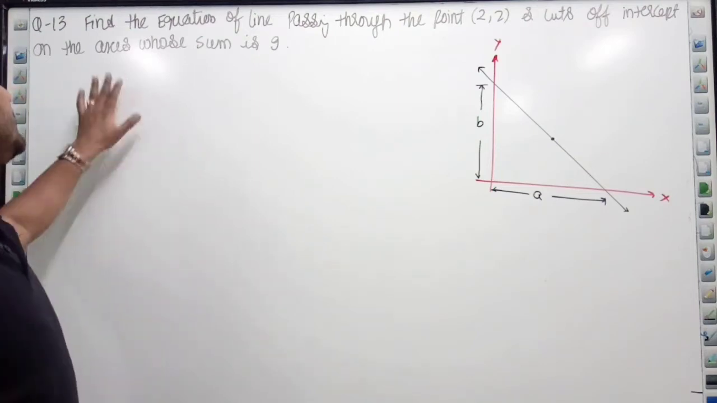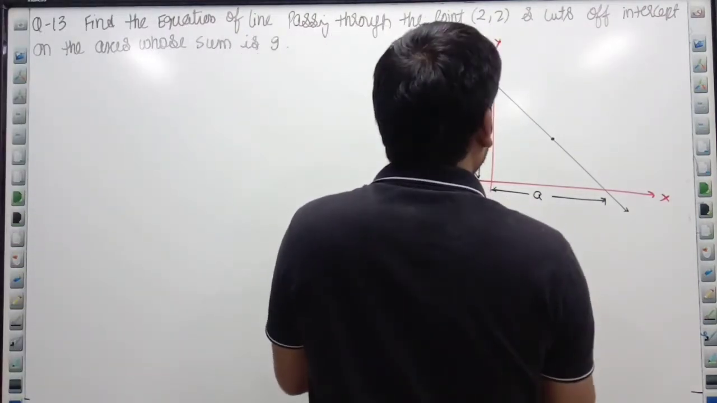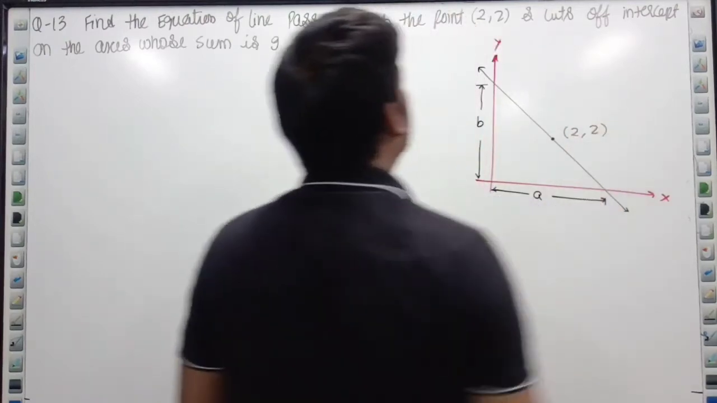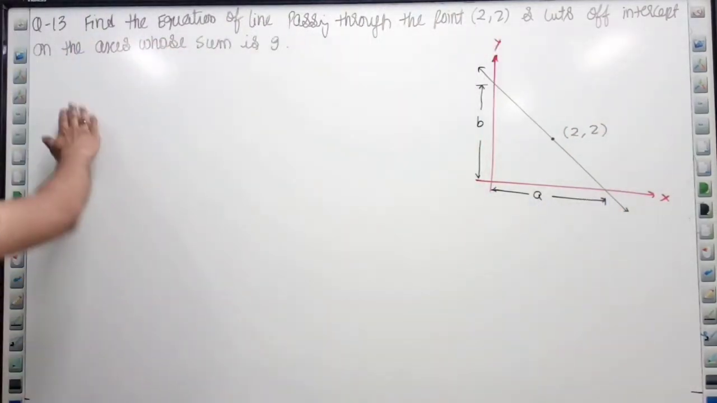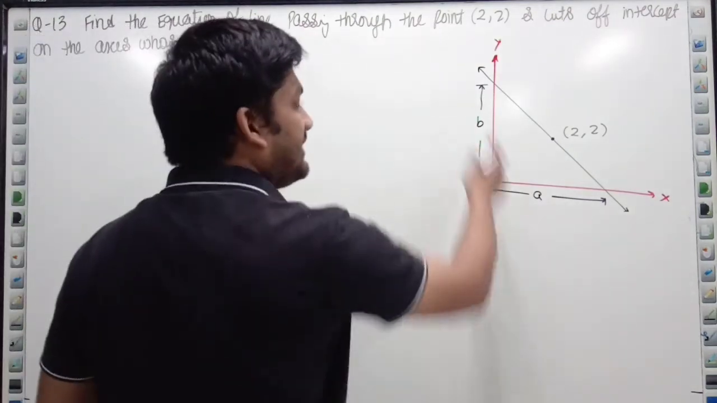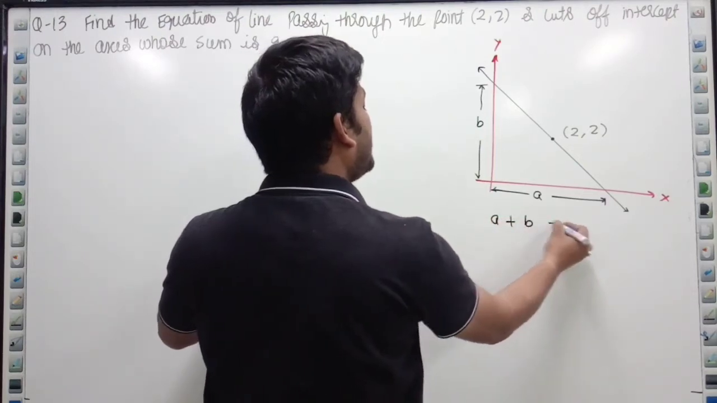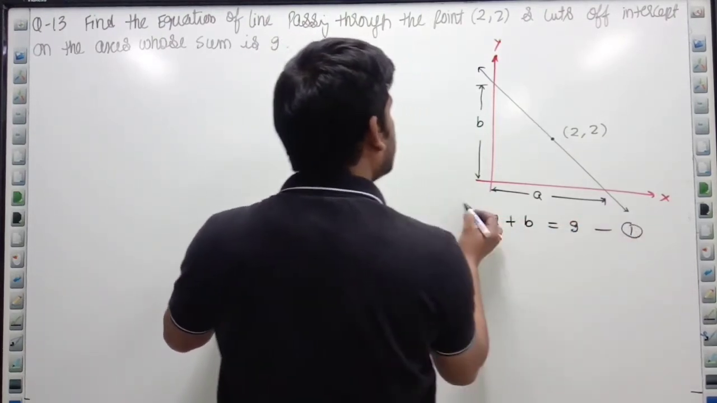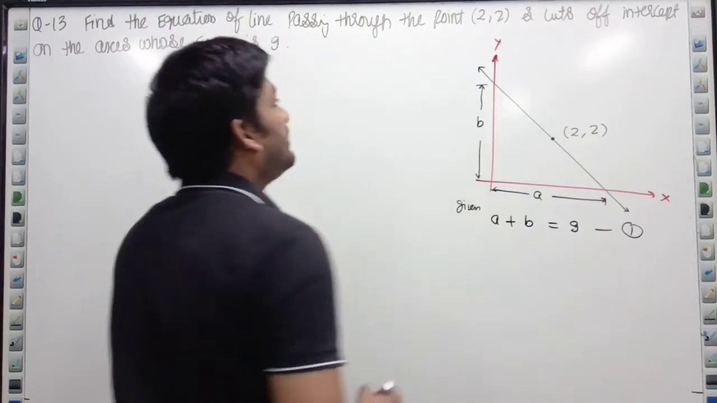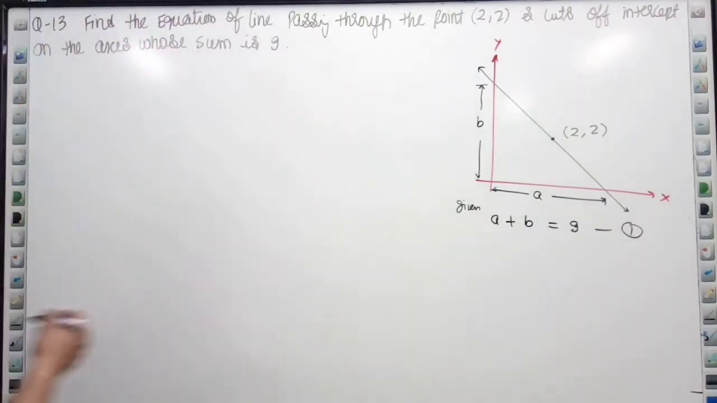Now in question number 13, find the equation of the line which passes through the point (2, 2) and cuts off intercepts on the axes whose sum is 9. Since it cuts intercepts a and b on the axes, it is given a plus b equals 9. This is equation number 1. Also the line is passing through (2, 2). So just pay attention here.